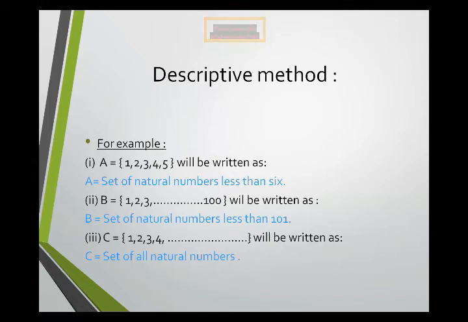These are the examples. Now we move towards some basic examples, basic sets.